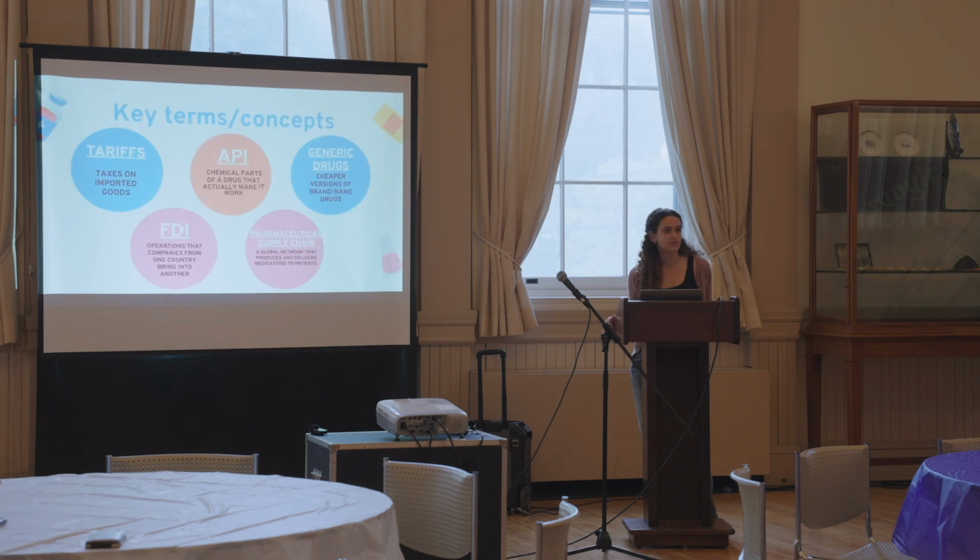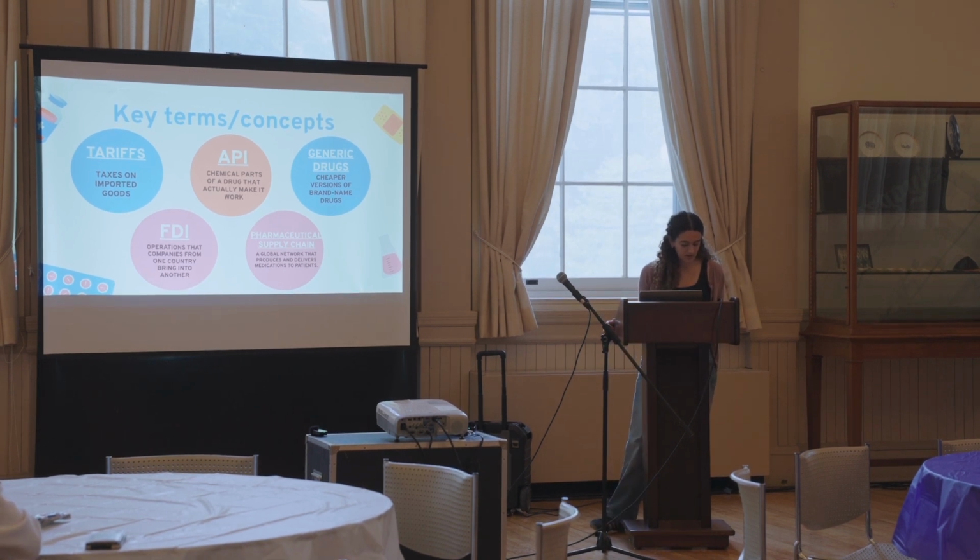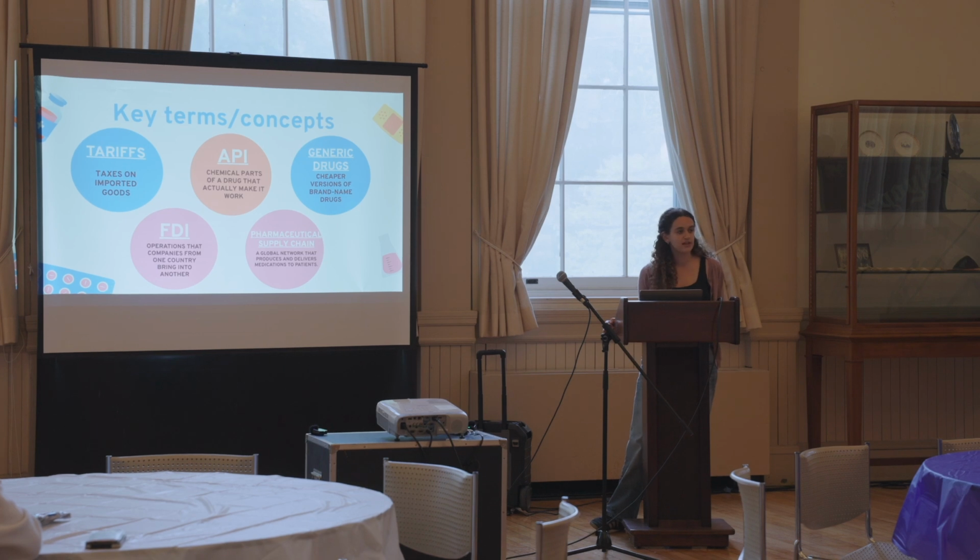So before we dive into the 2 case studies, here are some key concepts and terms to know. So first, tariffs, as we know, are taxes on imported goods. Governments usually use these to protect their own local industries, but they can also lead to a much increase in prices. Then APIs, or active pharmaceutical ingredients, are the chemical parts of a drug that actually make the drug work.